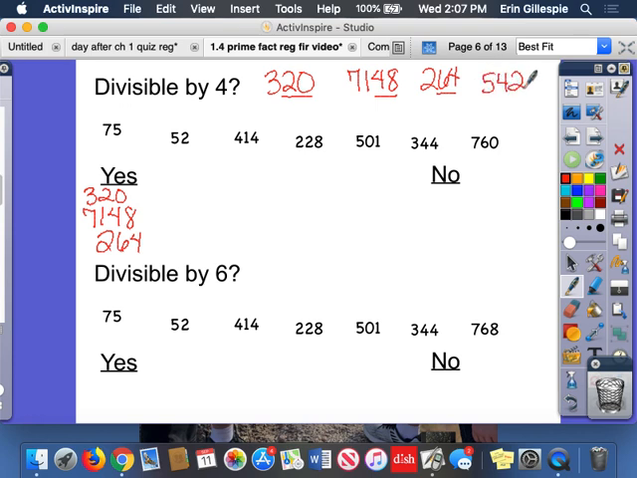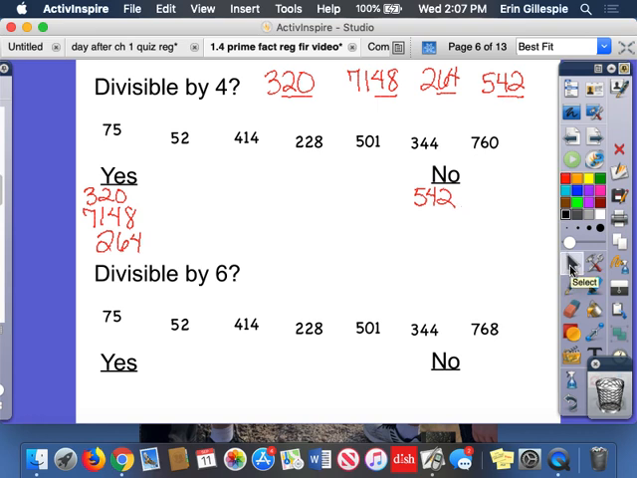542, the last 2 digits make 42. 42 is not a number you can divide by 4, so 542 would be a no. So you guys try those ones there, pause, and then come back when you're ready.